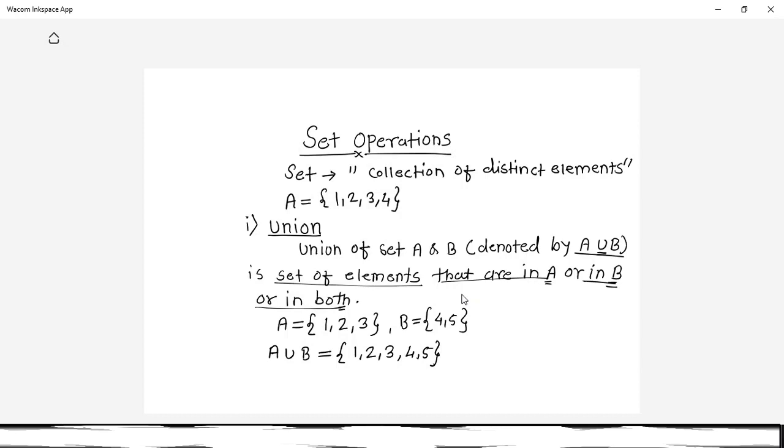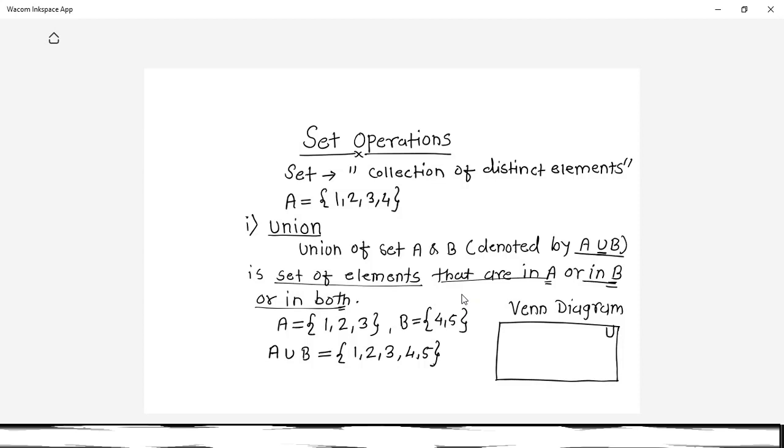If I want to represent this union operation using a Venn diagram, we'll see how I can represent that. First of all, I will consider the universal set. The universal set is a set which contains all the elements. Usually we represent the universal set in rectangular form. Let us say this denotes the universal set which contains all the elements in the universe.